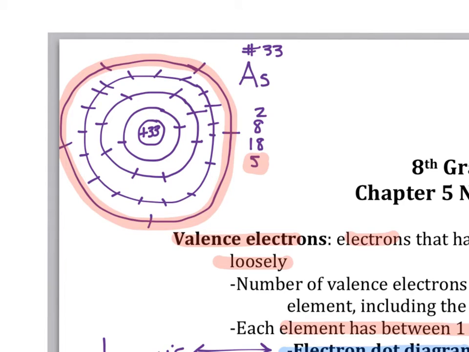But this process is pretty inefficient and would take a really long time if that was the only process we had to figure out the valence electrons. Thankfully, there is a shortcut.